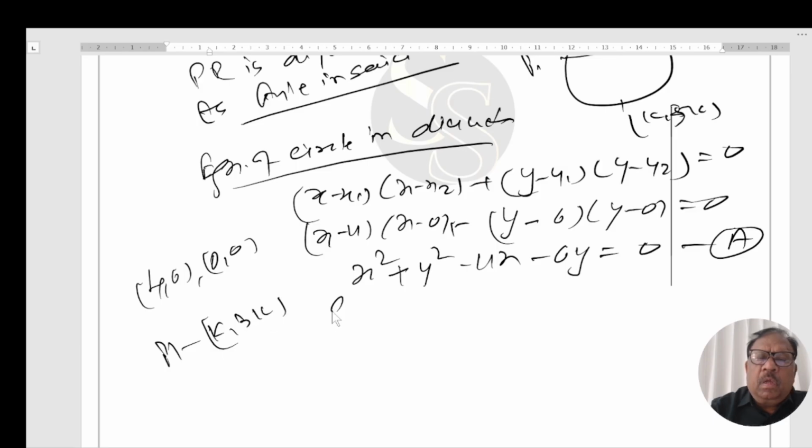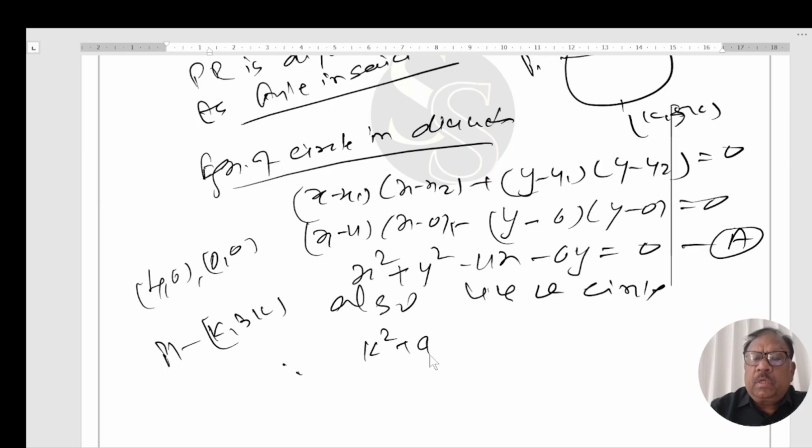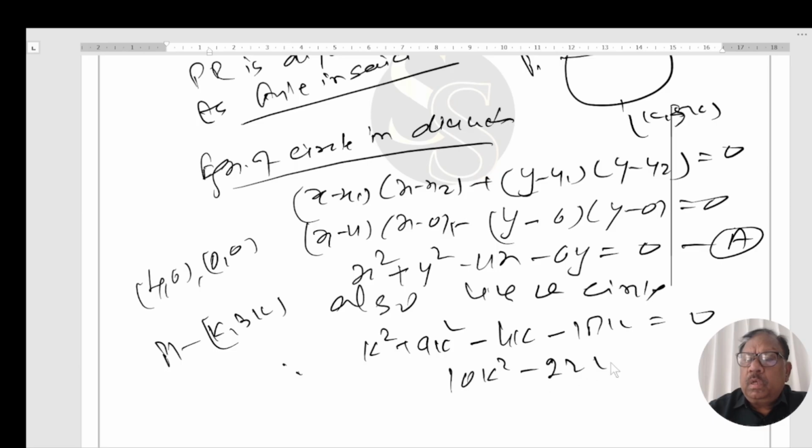Now fourth point (k, 3k) also lies on circle. Therefore, it will satisfy the equation: k square plus 9k square minus 4k minus 18k equal to 0. 10k square minus 22k equal to 0. So 2k common, 5k minus 11 equal to 0.